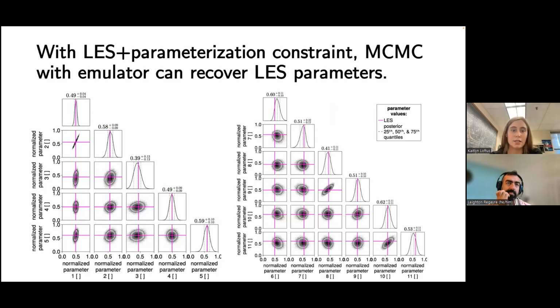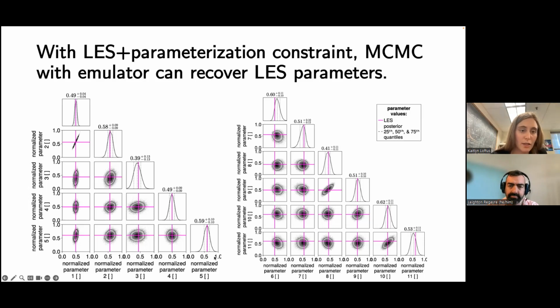And then finally, I'll show some quick results, just demonstrating that the Markov chain Monte Carlo estimation component of this procedure is working. So the test here is to use as a constraint the LES with the parameterization we're trying to fit parameters for. So we know what the real parameters that we put into the LES are. And then we try to recover them via this emulation framework.